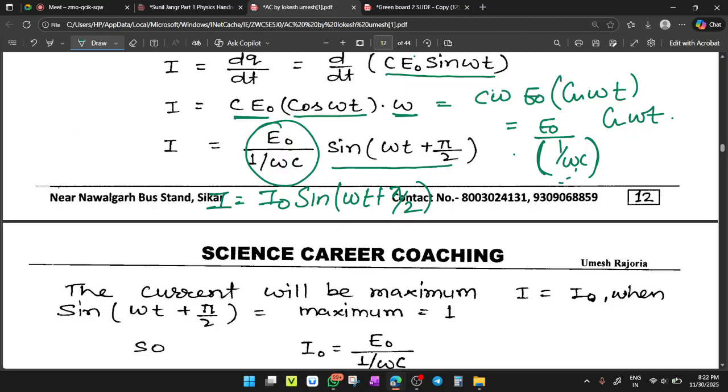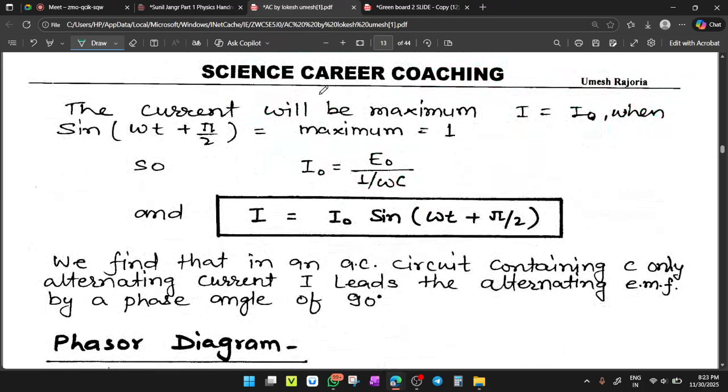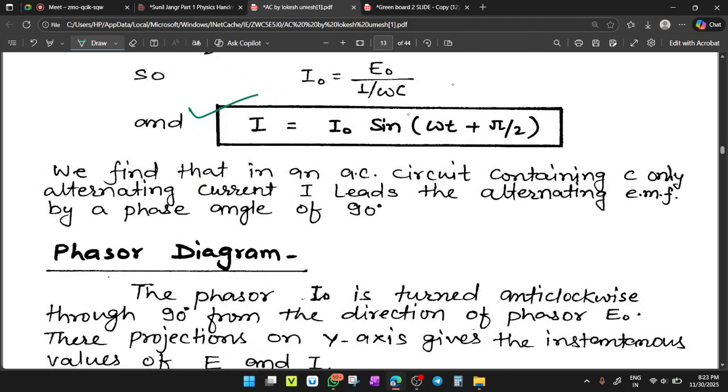Clear or not? So this is your derivation for current: I equals I naught sin(omega t plus pi by 2). Here we have the equation for the applied alternating EMF, E equals E naught sin omega t, and the current equals I naught sin(omega t plus pi by 2). This means in phase the current is pi by 2 ahead of the applied EMF. Current is leading here and voltage is lagging.